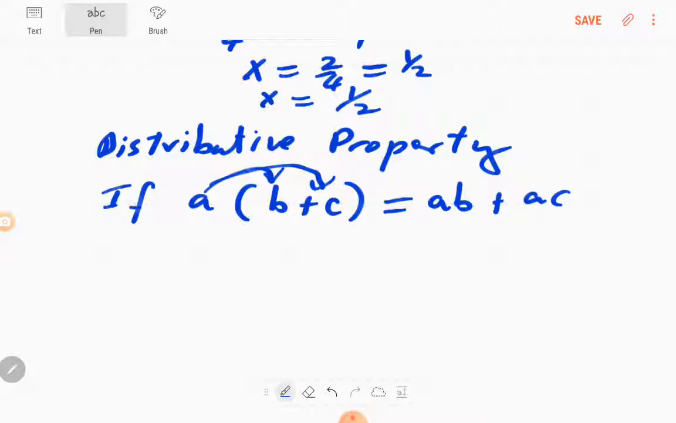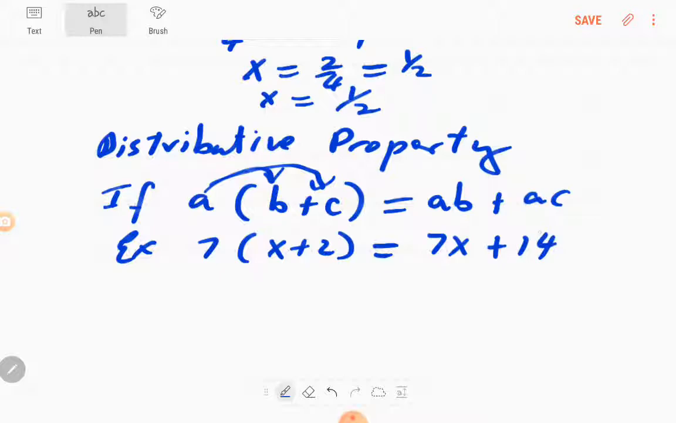For example, if we have 7 parenthesis x plus 2, then that becomes 7x plus 14.